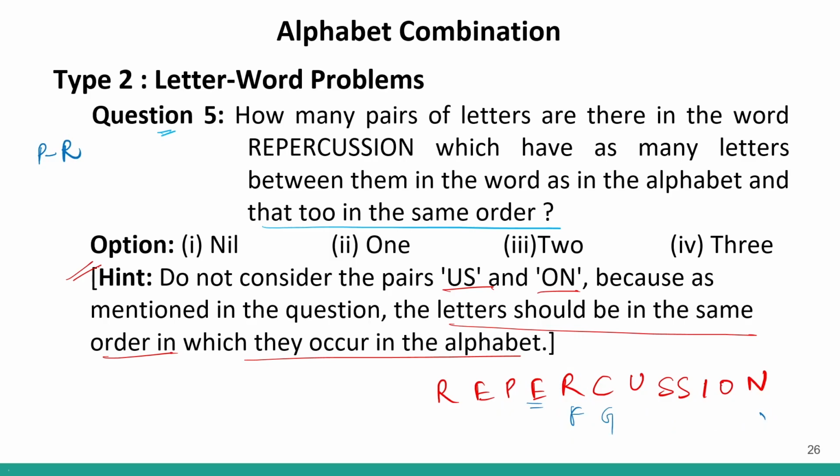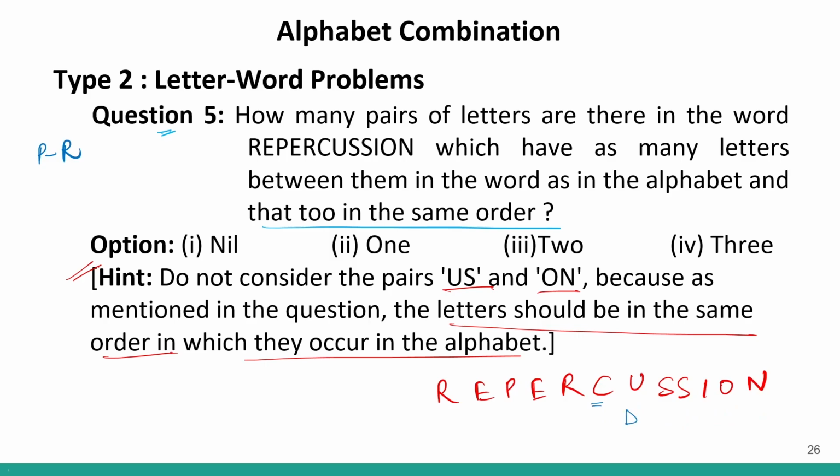F, G, H, I, J, K, L, M. Anything common? No. So we will move on to R. We are going only in one direction now. Right? After R, we have S, T, U, V, W, X, Y. Do we see anything common? No. So we will move on to C.